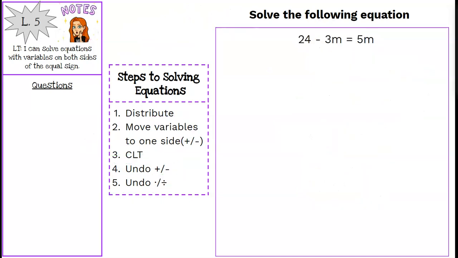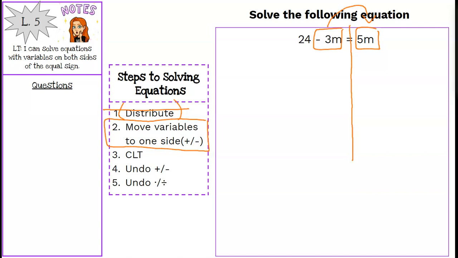Next example, we have 24 minus 3m equals 5m. If we look, distribute, parentheses, we don't have any parentheses, so we don't need to distribute. Move variables to one side. Look and see if we have them on both sides. I have a negative 3m and a 5m. So I'm going to move this negative 3m over to join the 5m.